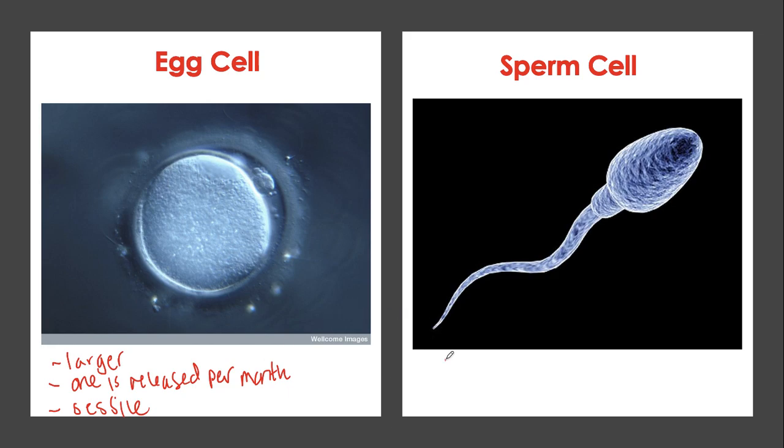This is the sperm. They are much smaller. And millions are released at one time. So they're very numerous. And these are what we call motile. They can swim. They sort of move their tail in a little corkscrew action, spiral action, and they can swim and move.